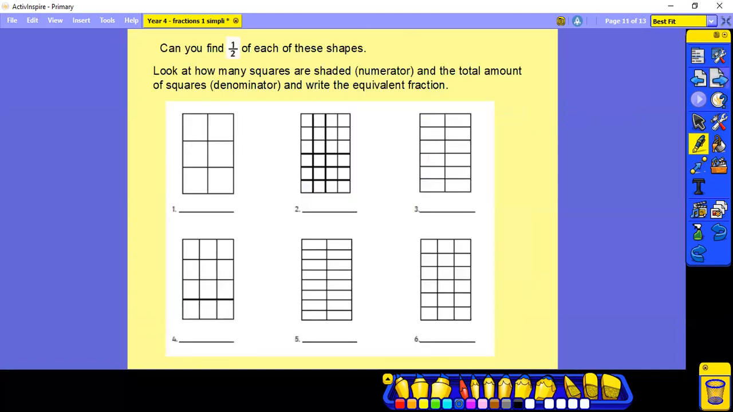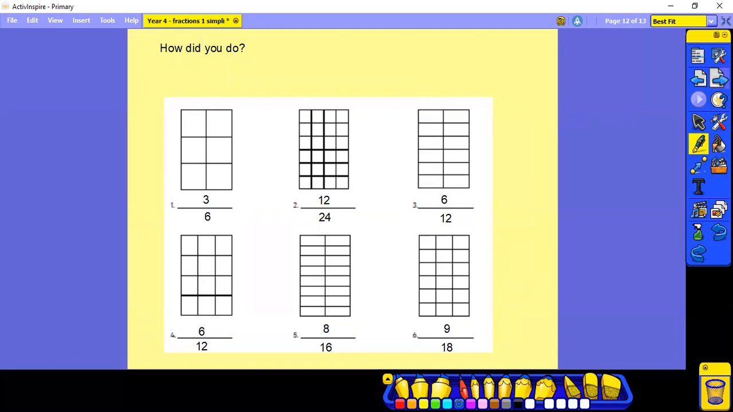So can you find half of each of these shapes? Look at how many squares are shaded, the numerator, and the total amount of squares, the denominator, and write the equivalent fraction. Pause whilst you have a try. So how did you do? So you should have had 3/6, 12/24s, 6/12s, 6/12s again, 8/16, and 9/18.